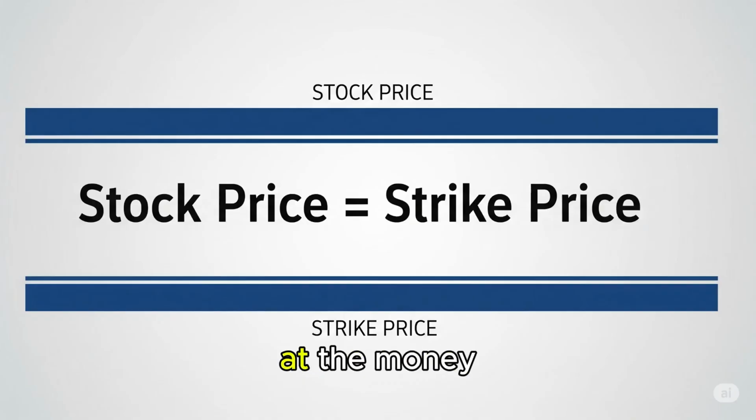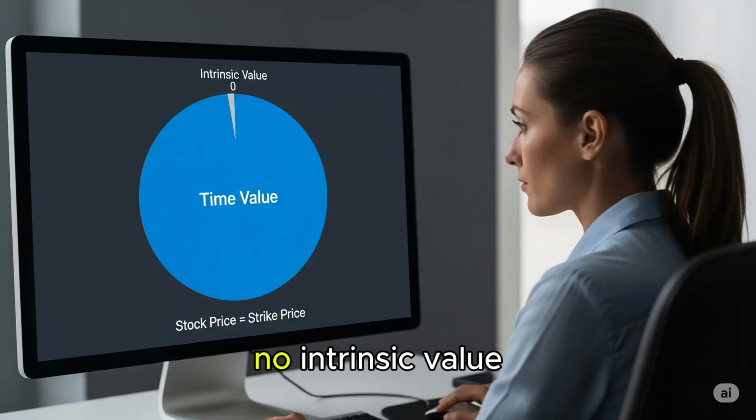An option is at the money when the stock price is exactly equal to the strike price. An at the money option has no intrinsic value, its entire premium is made up of time value. It's an option on the cusp of becoming profitable.